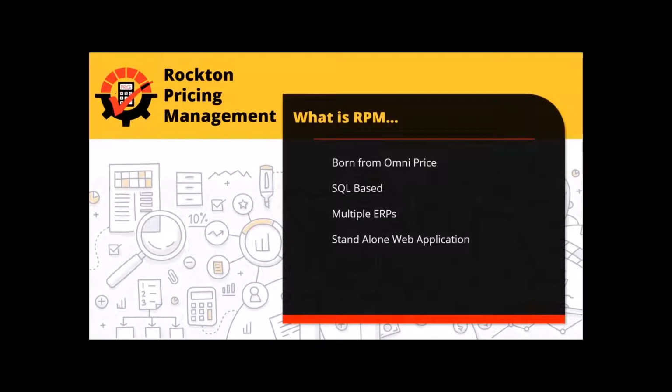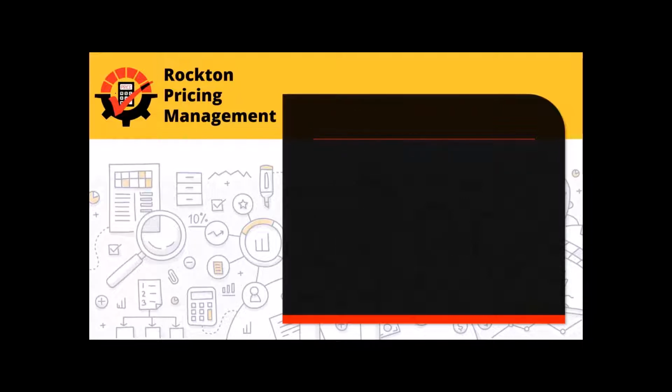One of the products we sell is OmniPrice, which is a pricing add-on for Dynamics GP. This is where we got the idea for RPM. It's a bigger and better version of OmniPrice and works with more than one ERP system, including Acumatica. RPM is a SQL-based standalone product, which is how it works with more than one ERP.